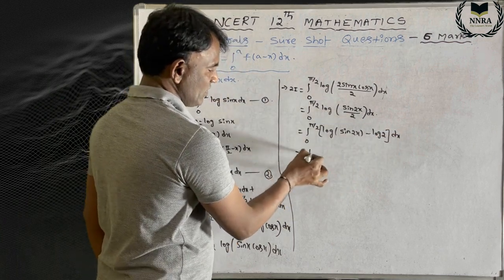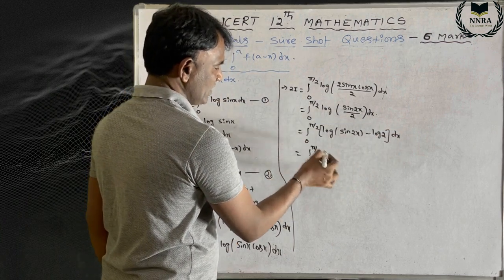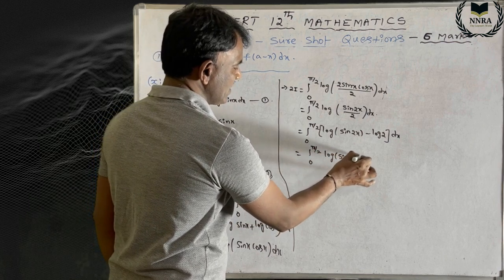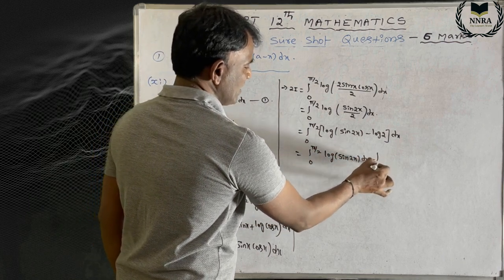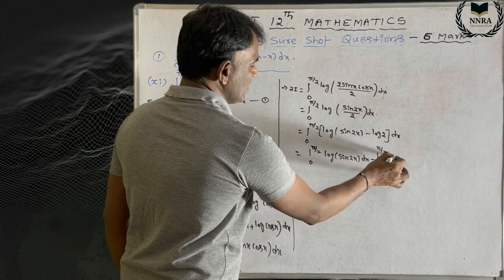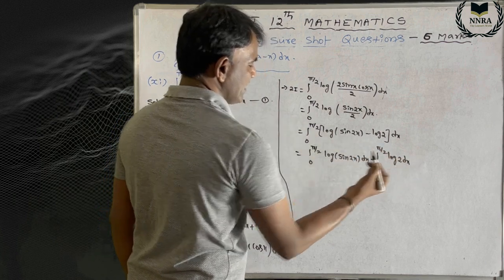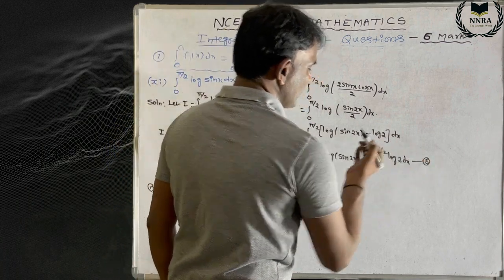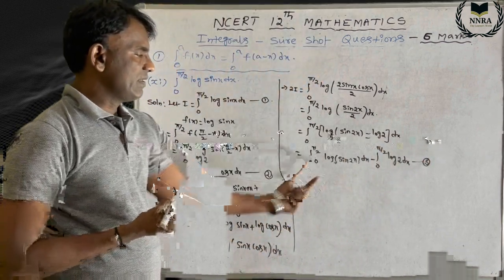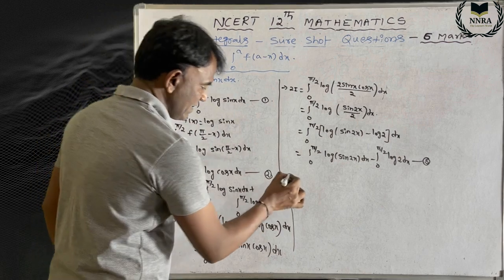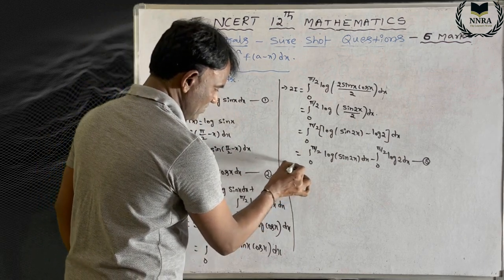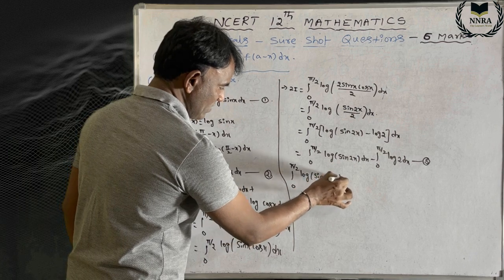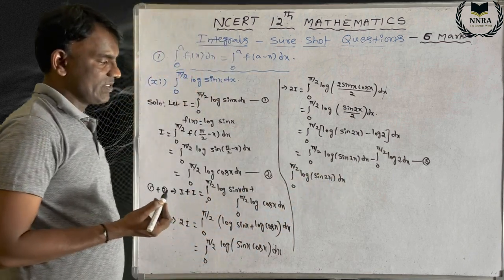And 0 to pi by 2, okay, so log of sin 2x dx is the first one, minus 0 to pi by 2 log 2 dx. Now this is equation number 3. Now we'll take this first term. What is that? Integral 0 to pi by 2 log of sin 2x into dx. Now how to simplify that?